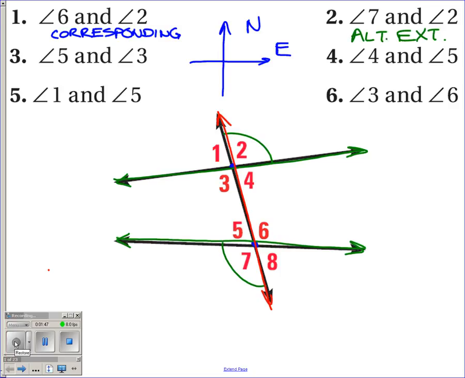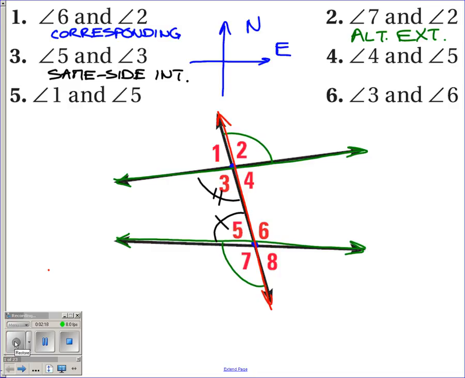Let's go to number 3, angles 5 and 3. Let's take a look at these two. Here's 3, here's 5. They're on the same side of that red transversal. They're also in between these two lines, so they're interior. So again, I'm going to call these same side interior, which again is what you'll see in most textbooks and standardized tests.